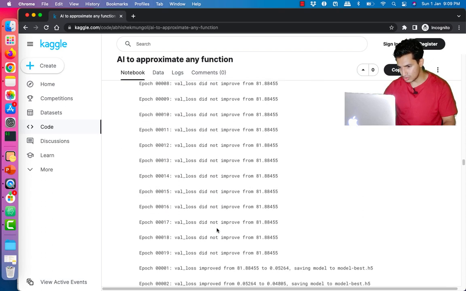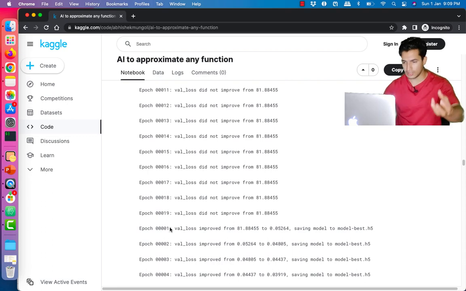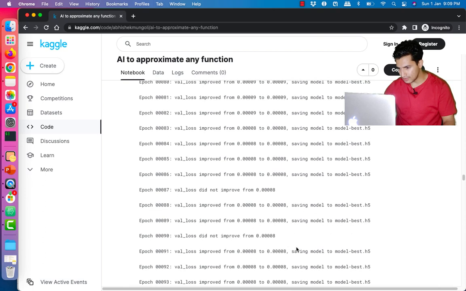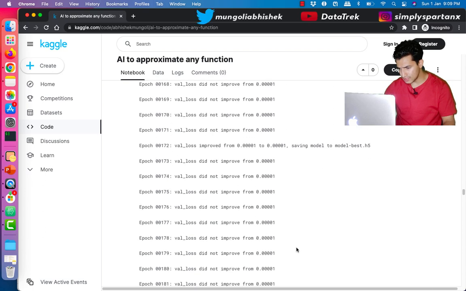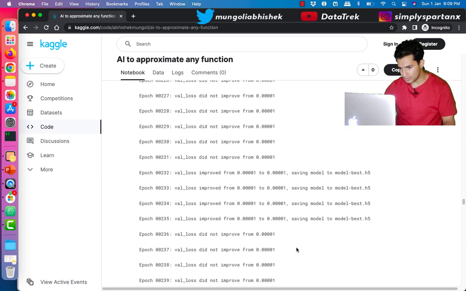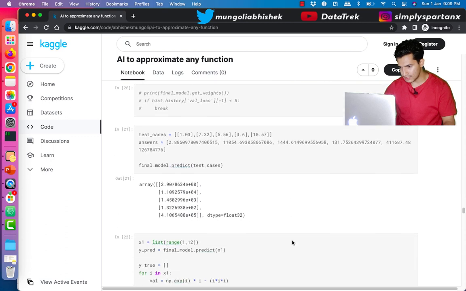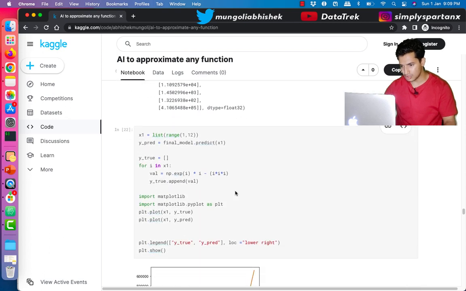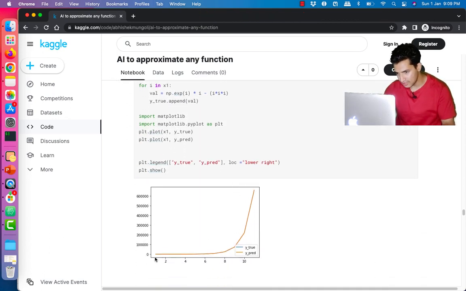So you can see here it got stuck, and for some newly initialized weights, the loss has started to reduce. Over multiple epochs, the loss has not become zero, but it is very small, and the expected output and the predicted output are close: 288 and 290, 11054 and 11092. So the outputs are close, but not exactly the same. When we visualize it, the two lines are overlapping; the actual expected output and the predicted output are very close.